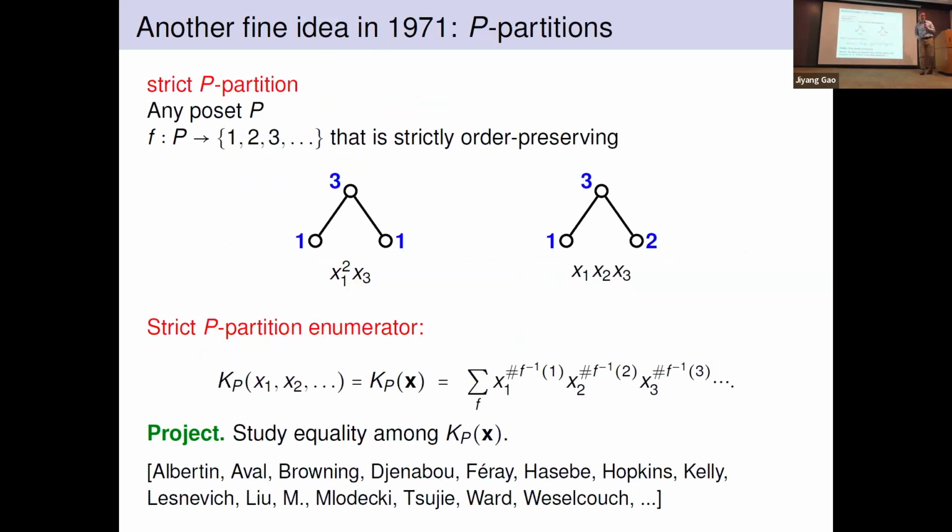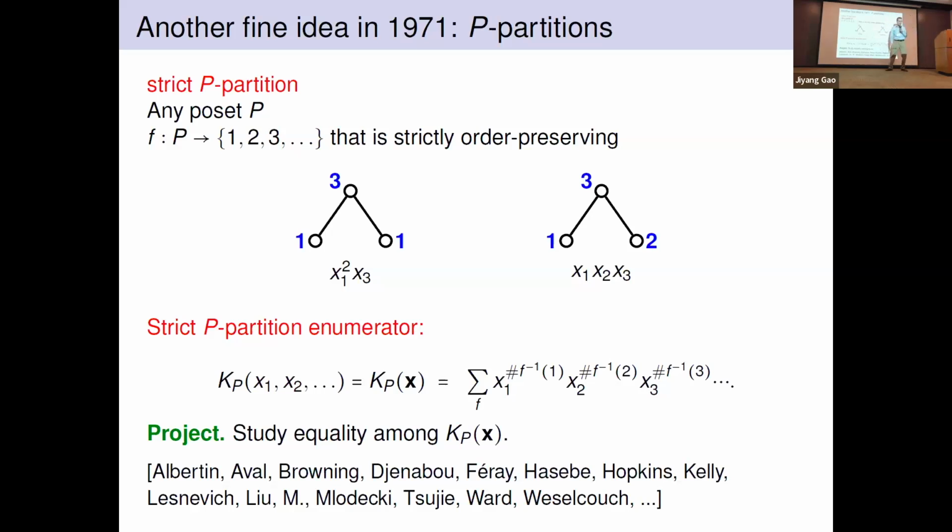Okay, so now we're going to switch into a different setting. We're going to move into the setting of P-partitions, another one of Richard's finest ideas. We're going to just restrict to the set of strict P-partitions for the purposes of this presentation. So this is very similar. We have a poset. A strict P-partition means we assign numbers to the elements so that they're strictly order preserving. So along edges, the numbers have to go up as you go up in the poset. And then the same idea, we assign a monomial to each one.